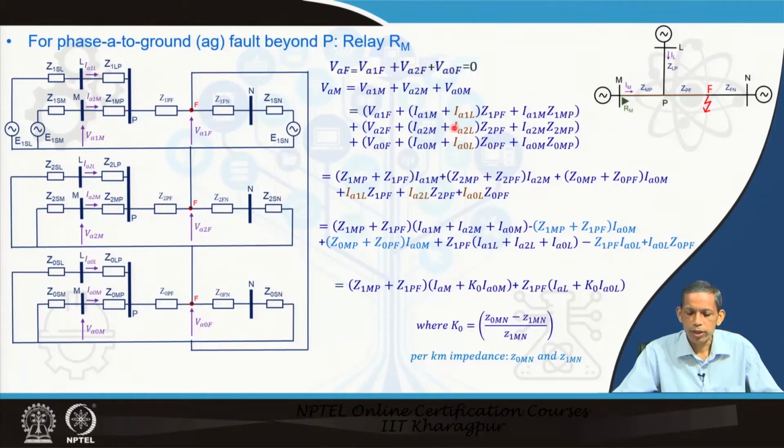Now, if we segregate the different components like we did for the two-terminal line, we have I1M Z1MP plus Z1PF, that is this portion of impedance, the positive sequence impedance. For I2M, the negative sequence current contributed through the relay bus, this is the corresponding negative sequence impedance, plus the zero sequence impedance also, I0M. Now, we have another three terms associated with this: I1L Z1PF, I2L Z2PF plus I0L Z0PF.